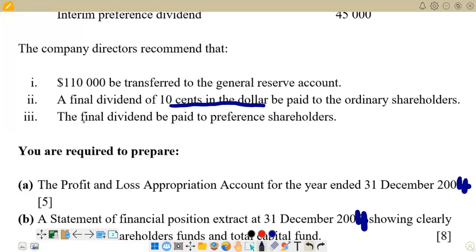The third one says the final dividend be paid to preferred shareholders. We're given the rate for preferred shareholders on issued share capital, so we're going to use that rate.